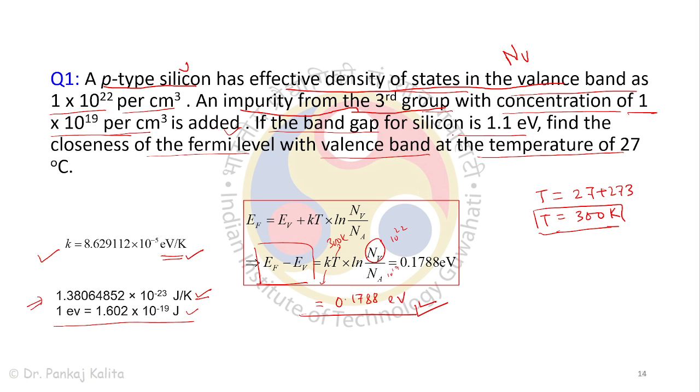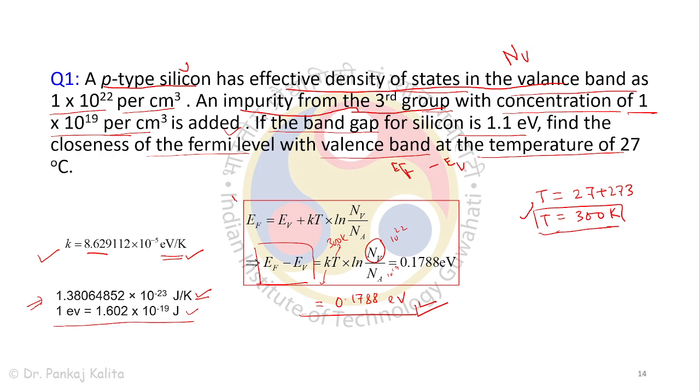Now, if the band gap of silicon is 1.1 electron volt, find the closeness of the Fermi level with the valence band. So what it is asking is the Fermi level EF and valence band, EF minus EV. So what is the closeness, at the temperature of 27 degrees Celsius? First you need to note that you should always put temperature in Kelvin, so it will be 300 Kelvin. Boltzmann's constant value is 8.629 into 10 to the power minus 5 electron volt per Kelvin.